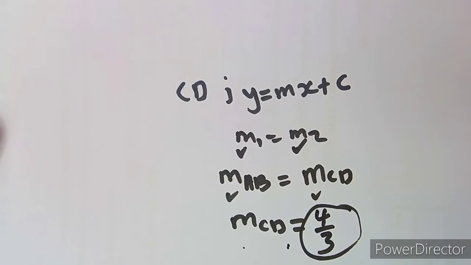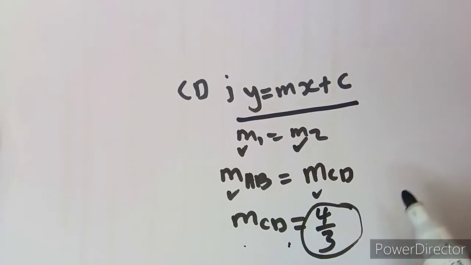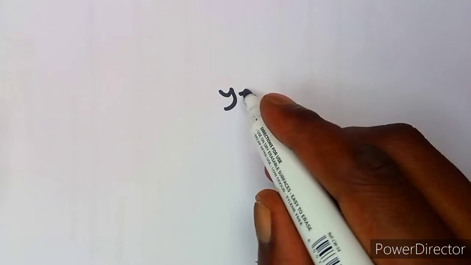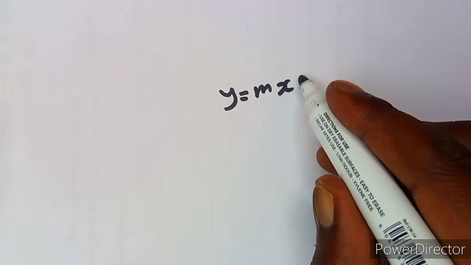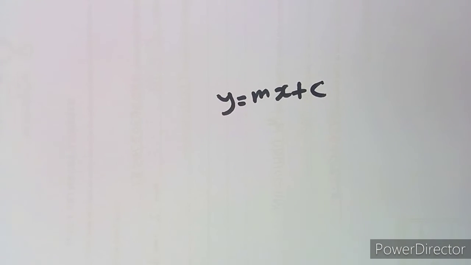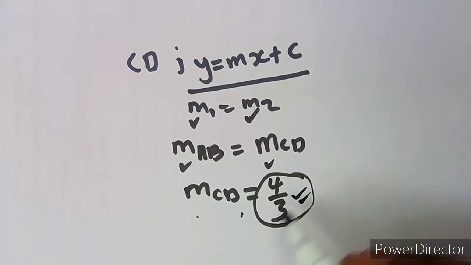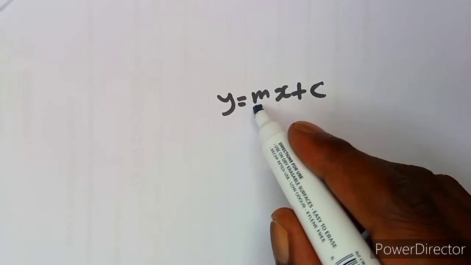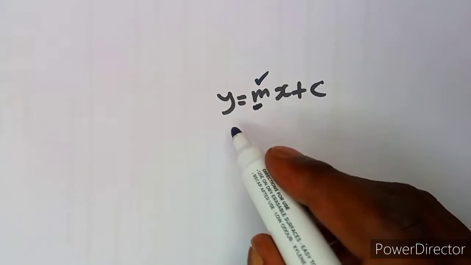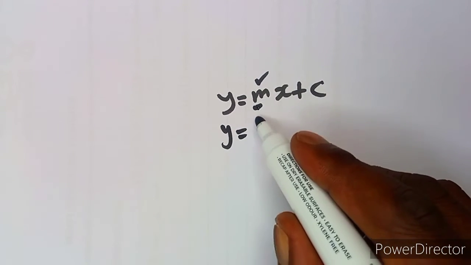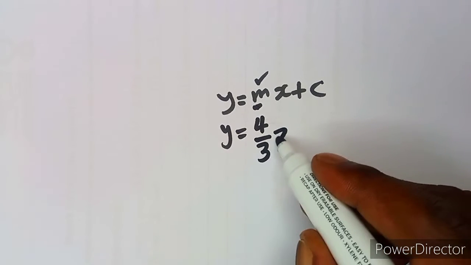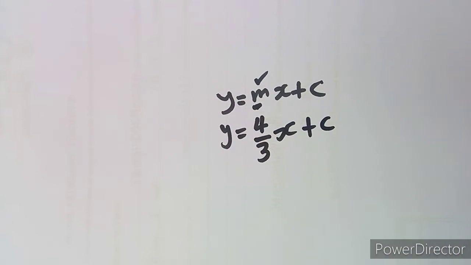Of CD. But we are given to find the equation in this format. Since we are to write this equation in the form of y is equal to mx plus c, we are now going to substitute the values that we are given, since we say that the gradient of CD in this case is the same as AB, which is 4 over 3. So we're going to substitute in M, since M represents the gradient. So it's going to be y is equal to, in place of M, we substitute the gradient, which is 4 over 3 x plus c.